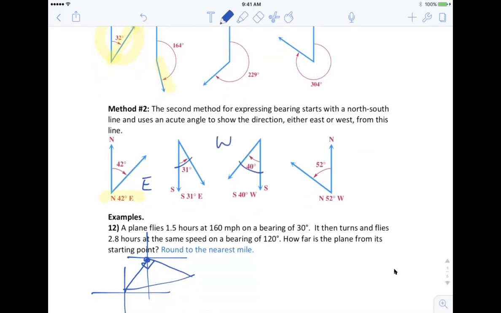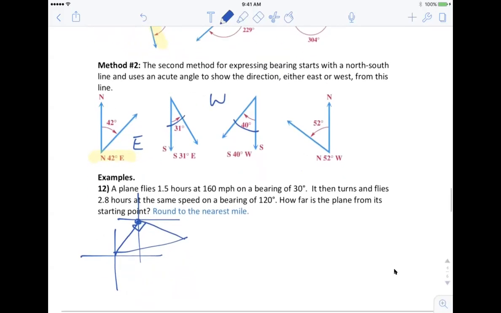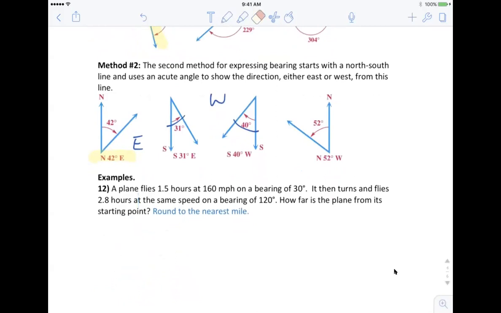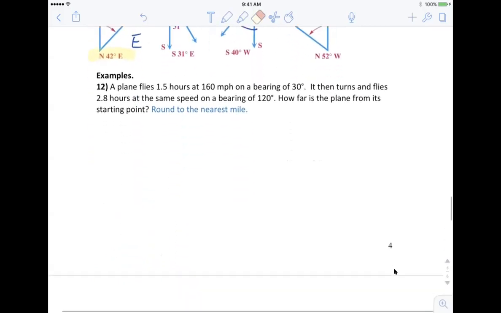Again, you're looking down from above like a compass. Okay, so that's method 2. And we'll do a couple of examples with both of those methods. Let's just scribble there. Let's start fresh.